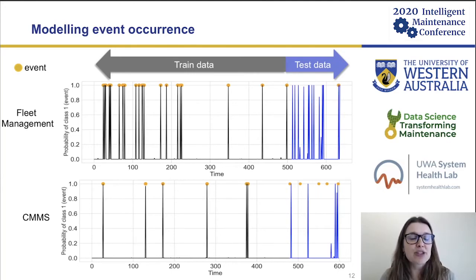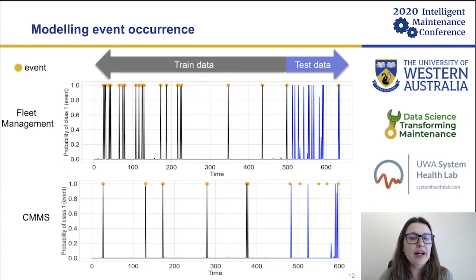The y-axis shows the probability of an event, and each event is shown as a yellow dot. You can see that we get near perfect fit in the training data, shown in black. In other words, we are overfitting. However, the ability of this model, shown in blue, to predict is not good.